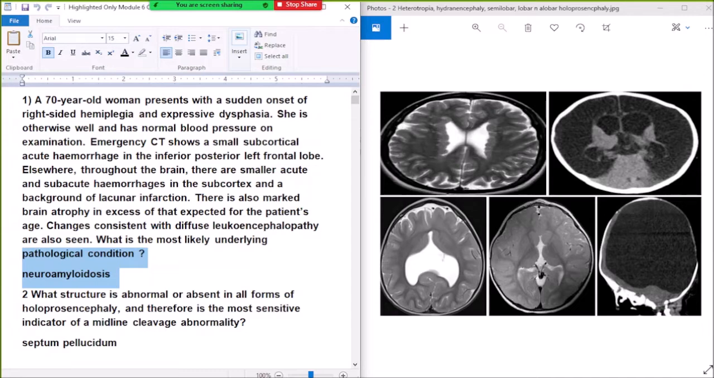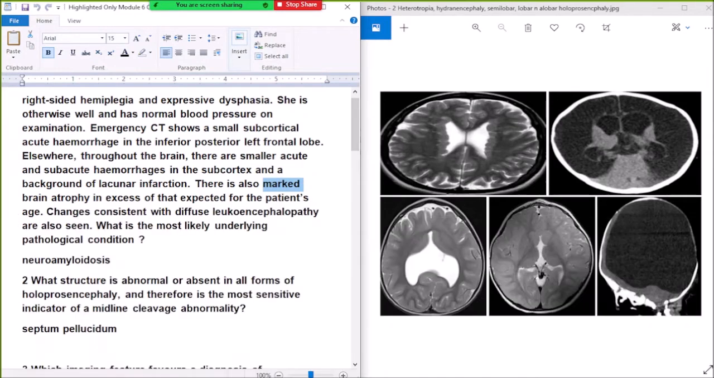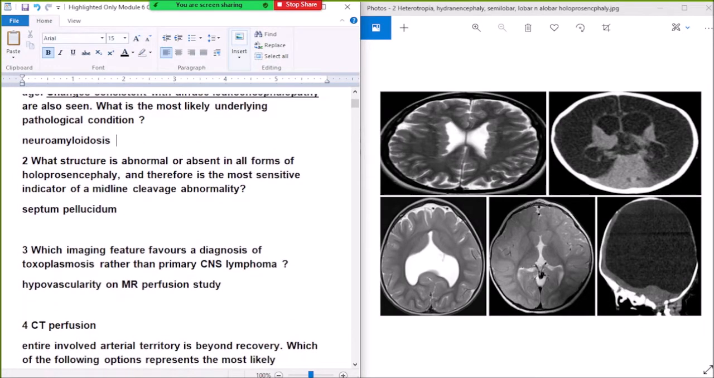Now, this is what to memorize: the patient had sudden right side hemiplegia and expressive dysphasia. Then she also has small acute and subacute hemorrhages in the subcortex and background lacunar infarction. This is also important. Hemiplegia and expressive dysphasia, and then marked brain atrophy in excess of that person's age. So brain atrophy is also an important hint, along with diffuse leukoencephalopathy also seen. So these are all hints. All these together make cerebral amyloid angiopathy the most likely diagnosis. Correct? There is no other simple way.